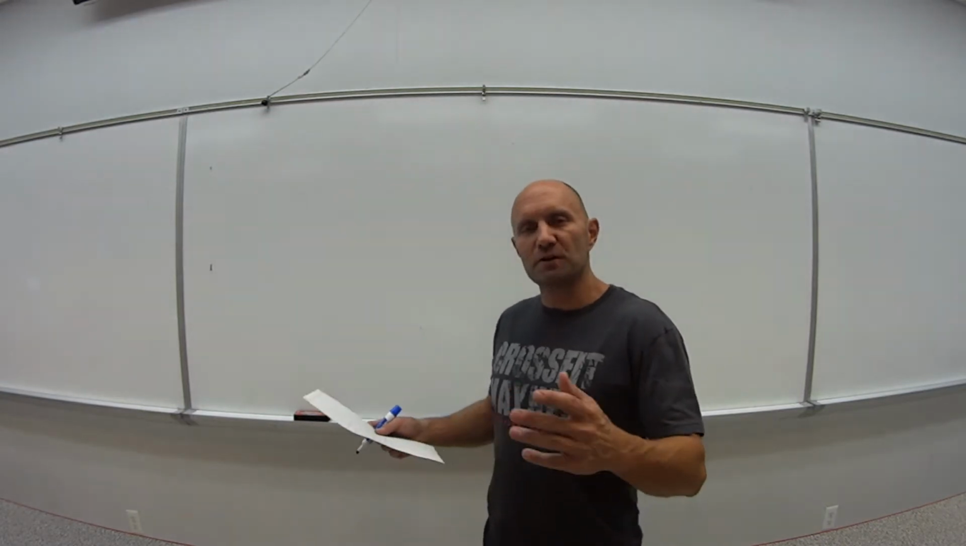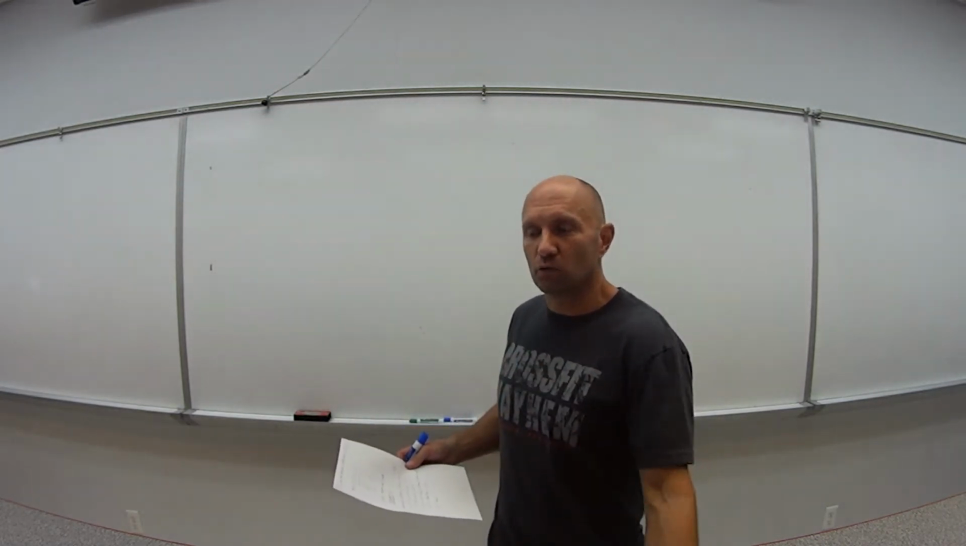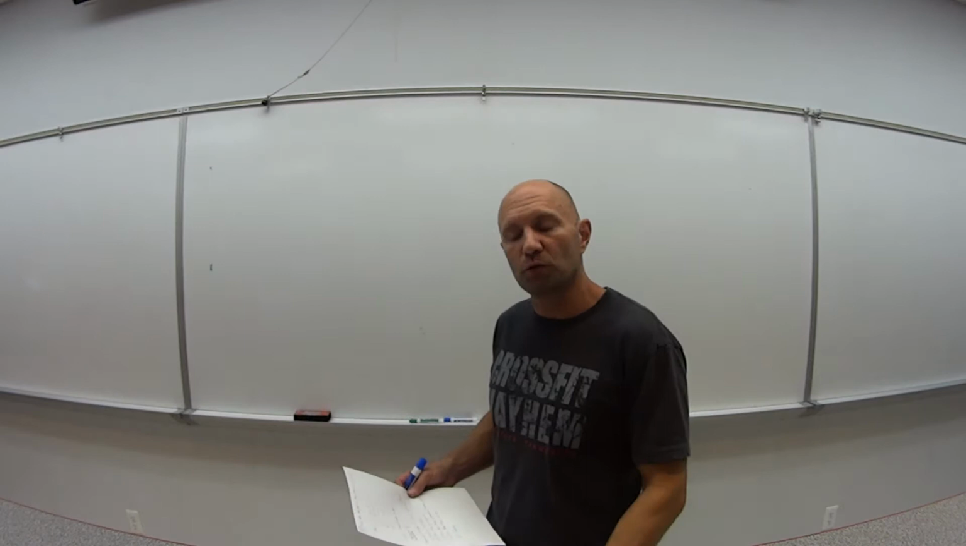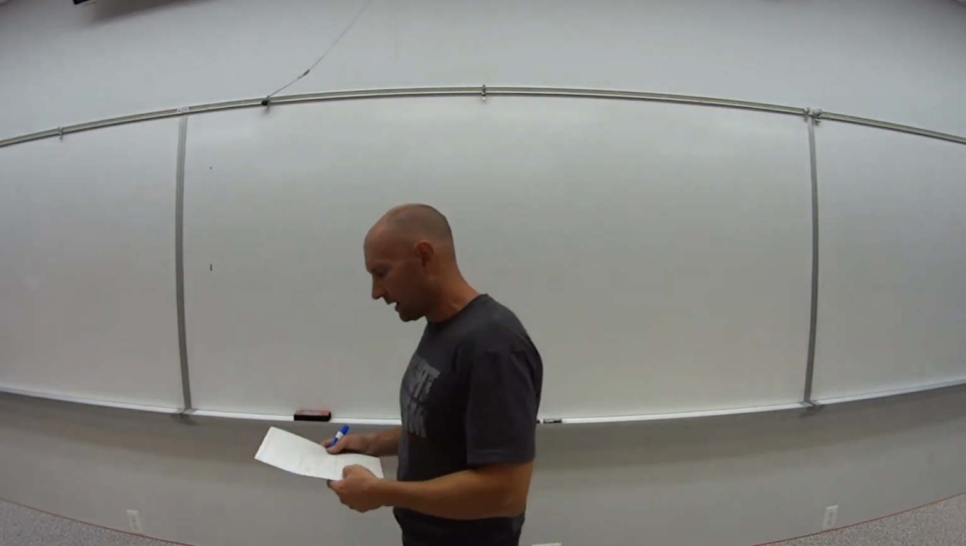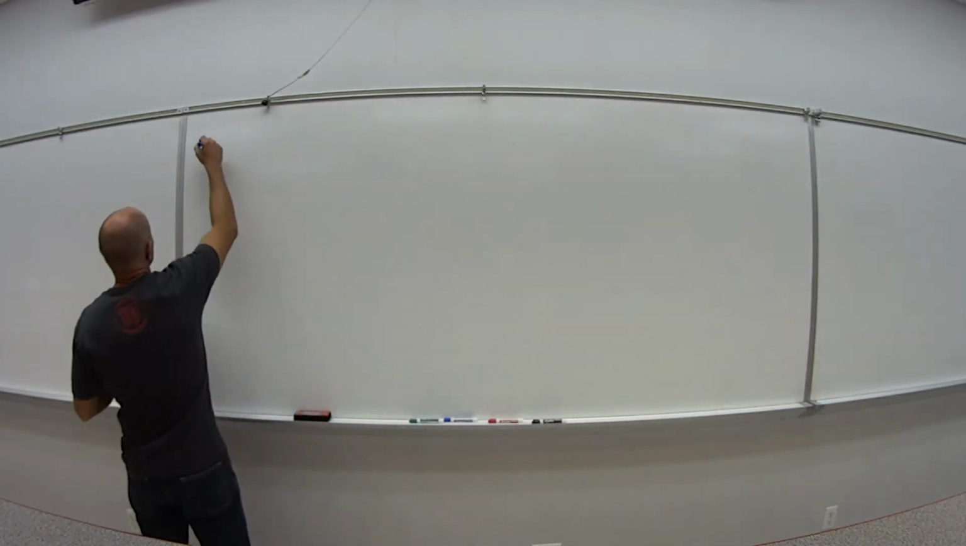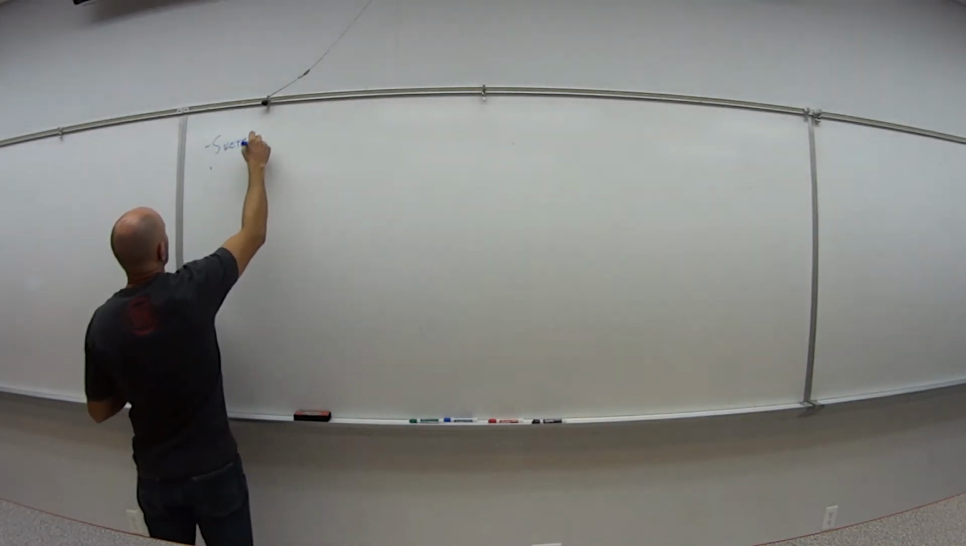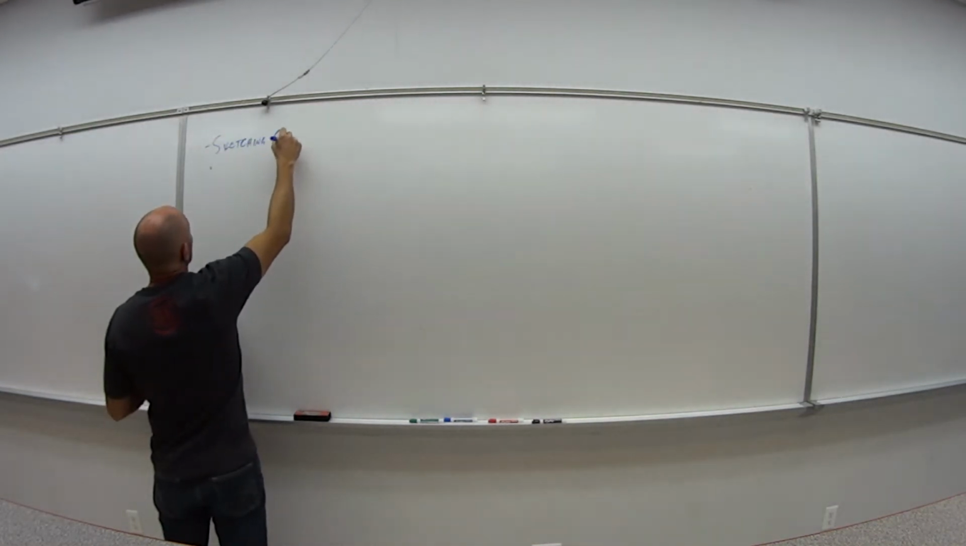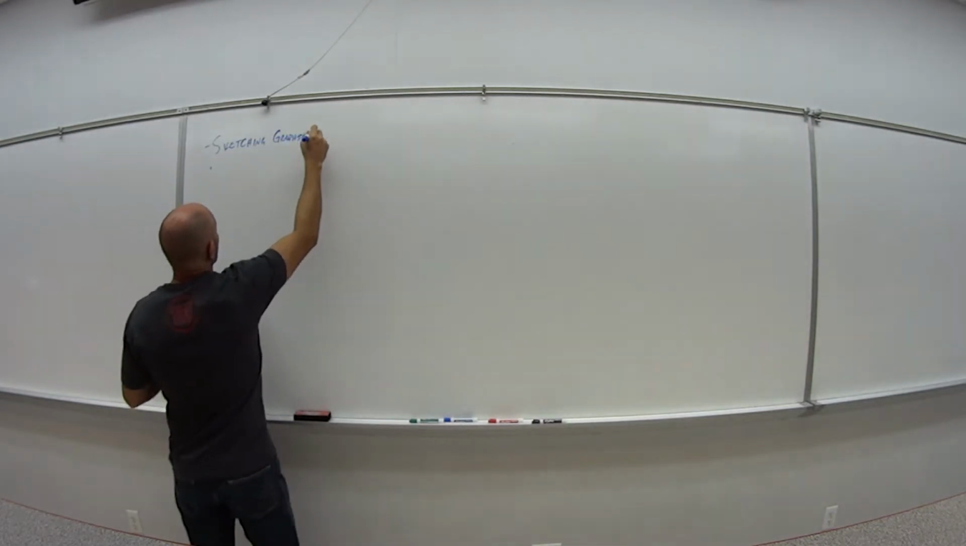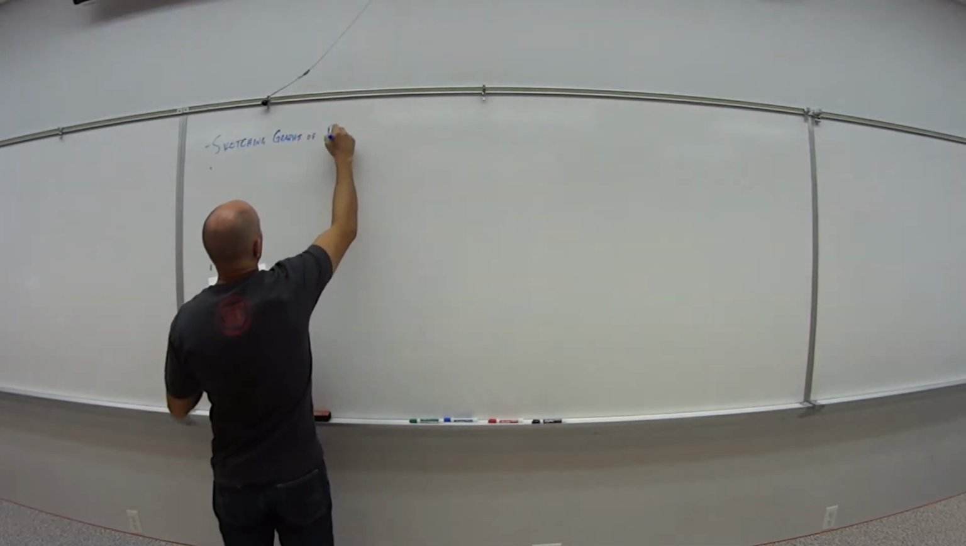So, we've learned a bunch about rational functions, about transformations, about the asymptotes. Now we're going to put it all together to sketch graphs of rational functions.